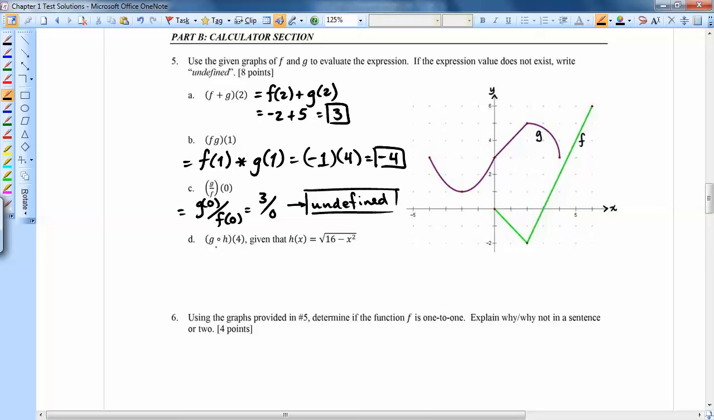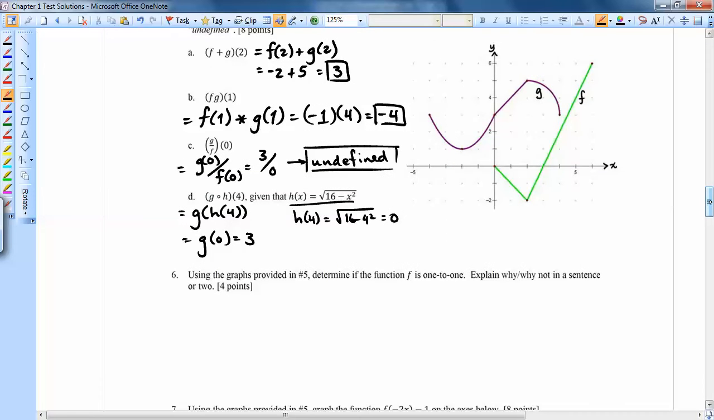And then the last one, a lot of people thought this was multiplication just like in B, but it's not. That little circle means composition. So this is really G of H of 4. That's the way to interpret that. And H I gave you right here. So H of 4 is root 16 minus 4 squared, which is root 0, which is 0. So this is really G of 0. And G of 0, which we figured out in part C, was 3.